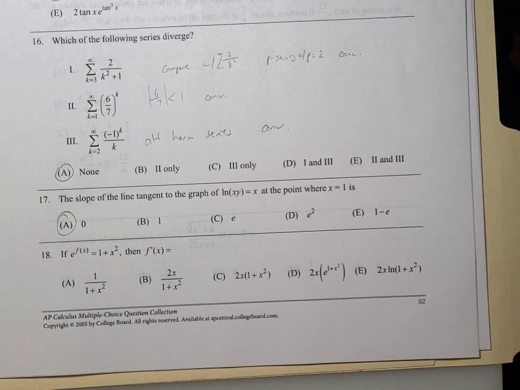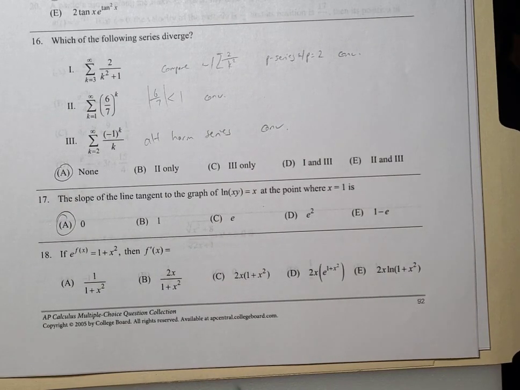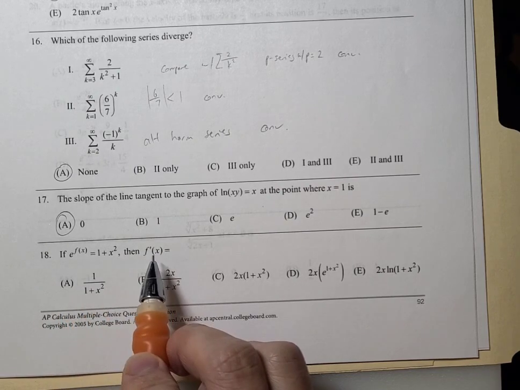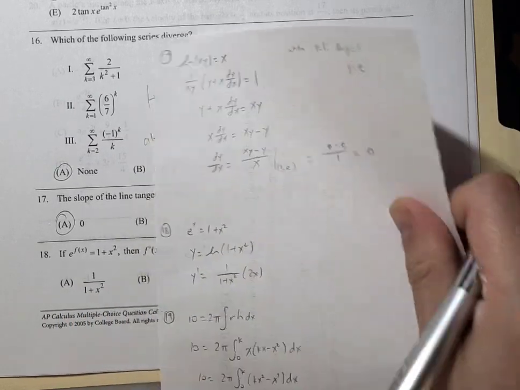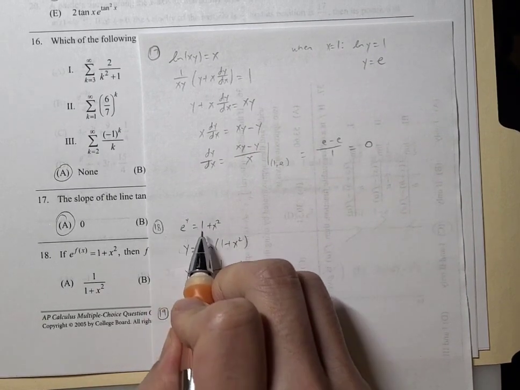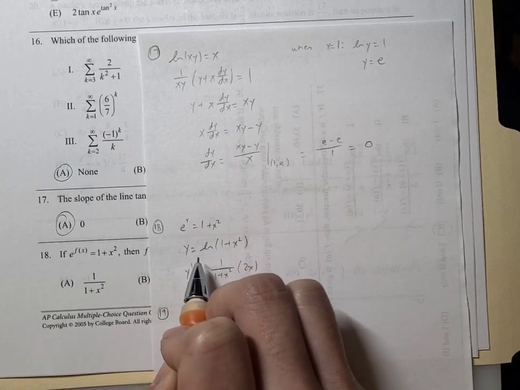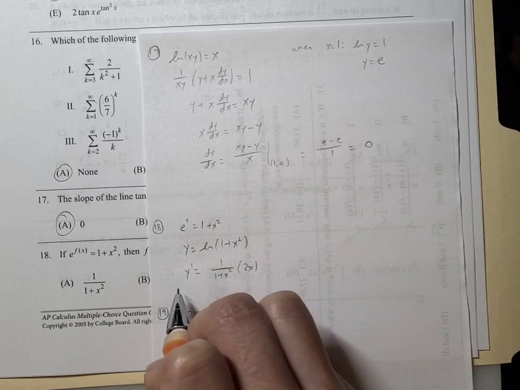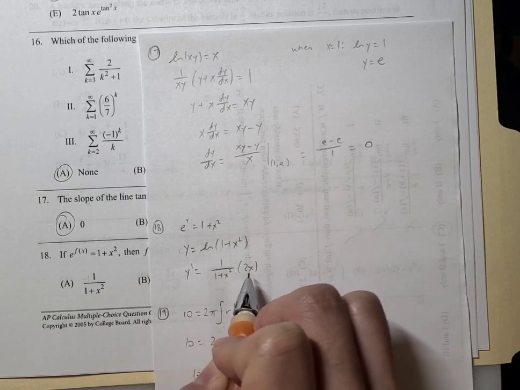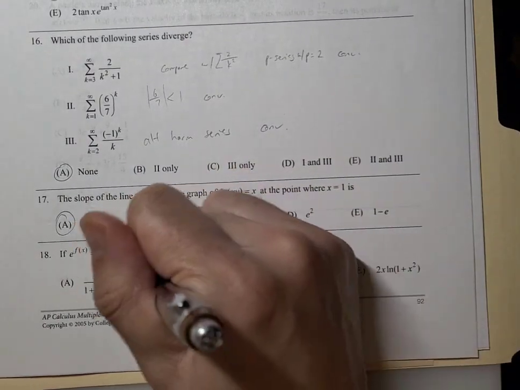E to the f of x is 1 plus x squared. Then f prime is equal to what? I just wrote this as y instead of f of x, and we're interested in what y prime is. Notation-wise, I just cleaned it up a little bit. E to the y is 1 plus x squared. We can take the log of both sides, so y is equal to log of 1 plus x squared. And we just find what y prime is. Y prime is, we need chain rule, 1 over 1 plus x squared times 2x. So that is B.